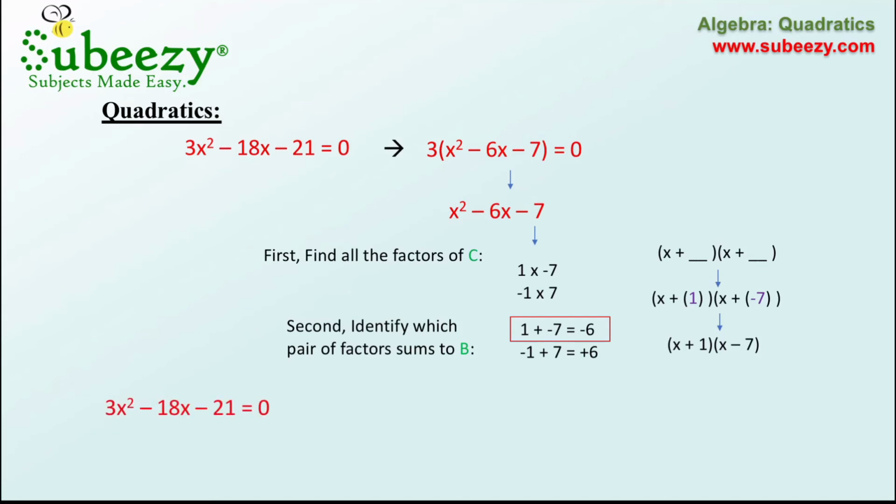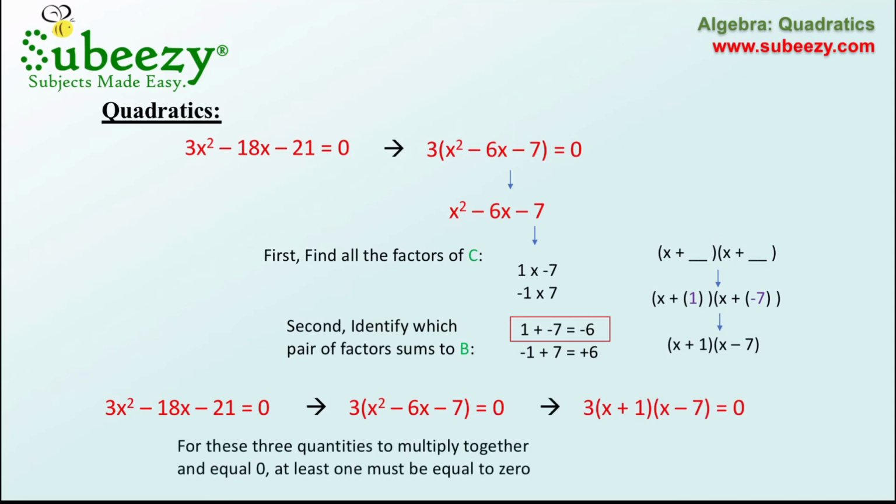So going back to our original quadratic, we factored out a 3, and then we're going to replace what's in parentheses with these two quantities. We end up with 3 times the quantity x plus 1 times the quantity x minus 7 is equal to 0. For these three quantities to multiply together and equal 0, at least one must be equal to 0. Well, 3 is equal to 3. It cannot be equal to 0.